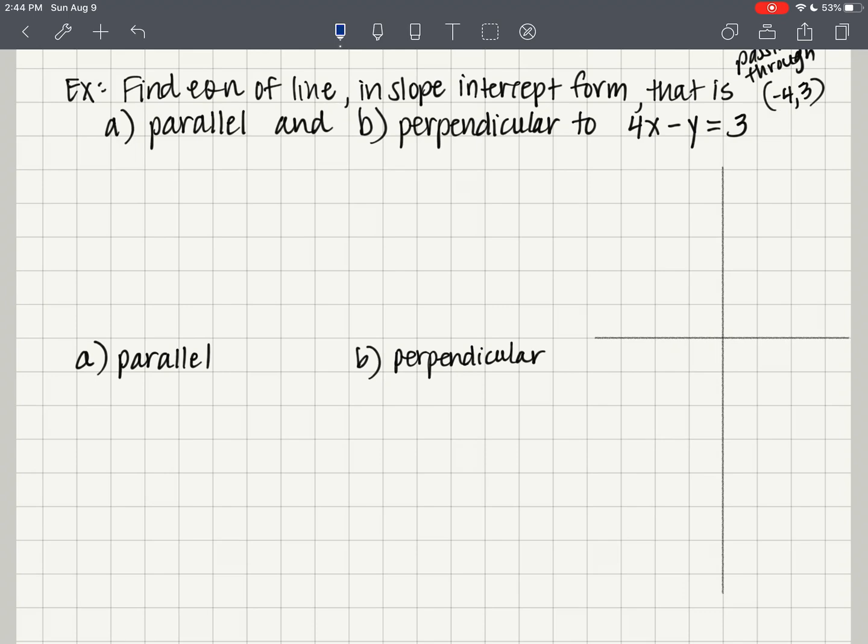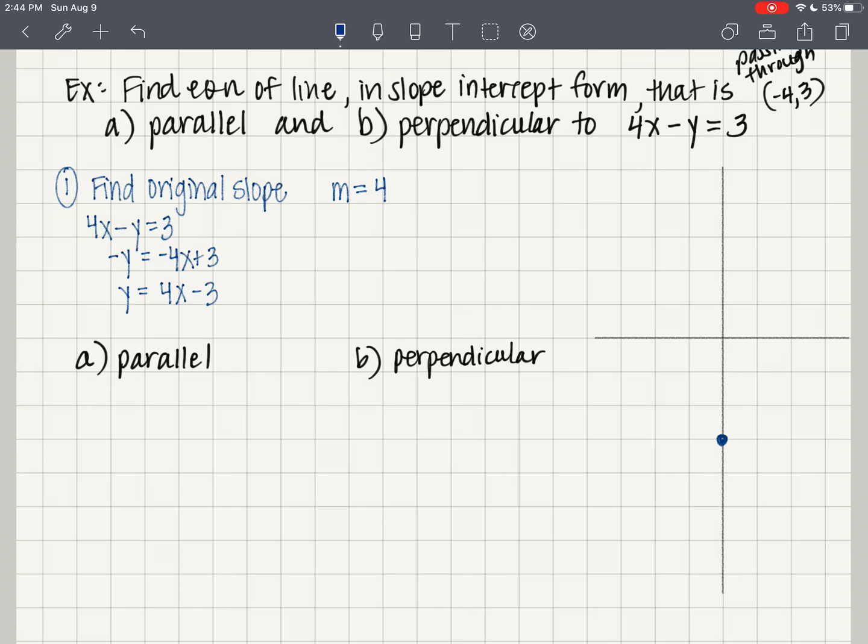So what I'm going to do first is find the original slope. So we've got 4x minus y equals 3. I'm going to subtract 4x from both sides and then divide by -1. So the original slope is 4, or 4 over 1. In fact, I can use y equals 4x minus 3.